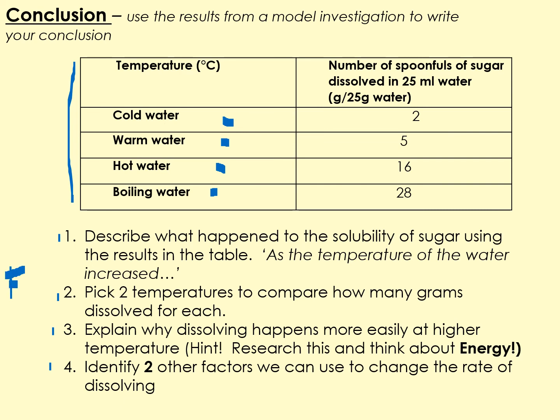So I'd like you to first of all describe what happened to the solubility of the sugar as the temperature went up. Pick 2 temperatures and give me some data. So don't just say as one went up, the other went up. Give me actual data. 3, why does dissolving happen more readily or easily at higher temperature? You might want to research or look that up. There's a hint word for you there. And finally, 2 other factors or things we can do to make the rate, the speed of dissolving go up.